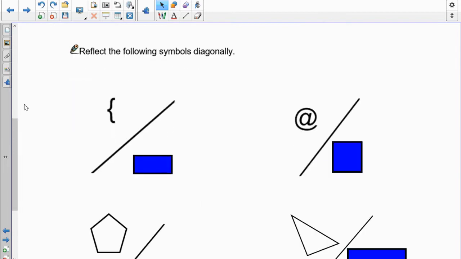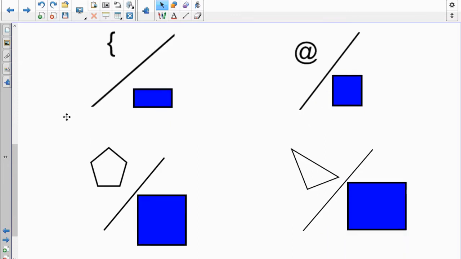Okay, let's take a look at some oblique or angled reflections, diagonal ones. So pause the recording and draw these.